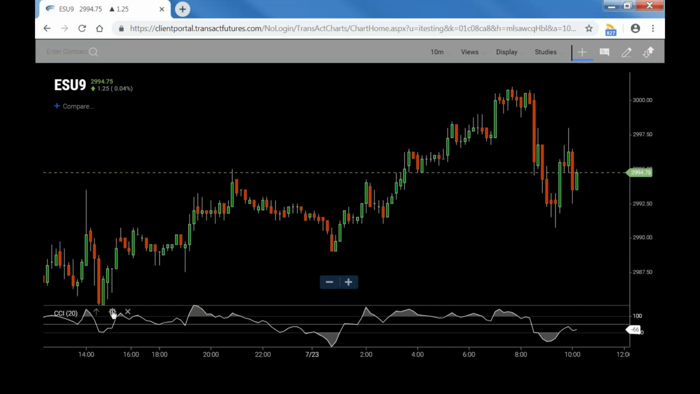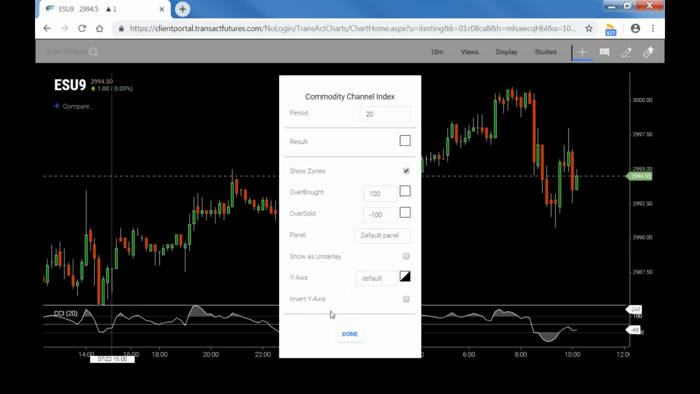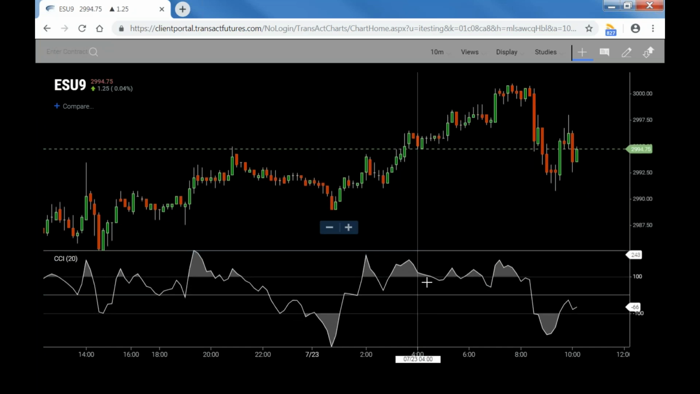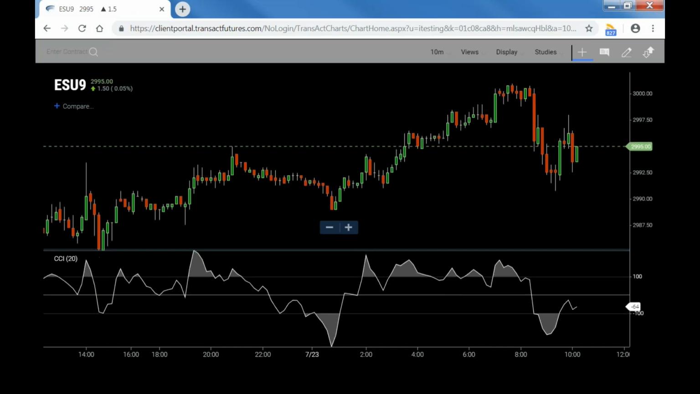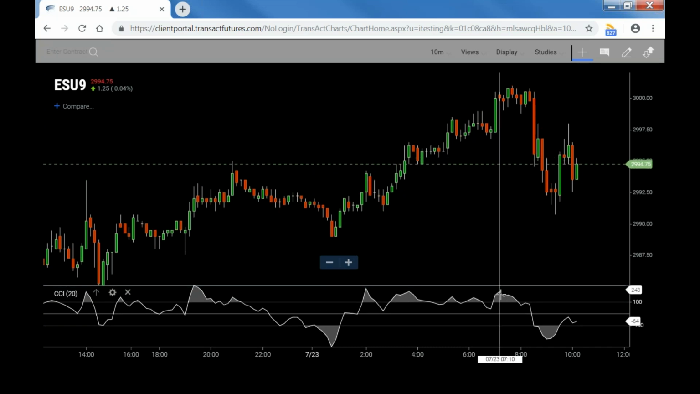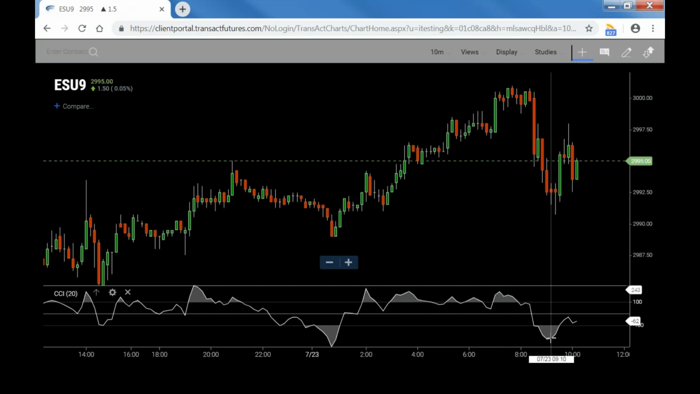And then there's a little gear here. You could change some of the parameters, but this is a really straightforward one. Overbought 100, oversold minus 100. The period's 20, so that's kind of standard. I'm going to leave that alone for now, and I'll hit done. And if you want to expand chart region 2, so to speak, you could just drag it up or drag it down.